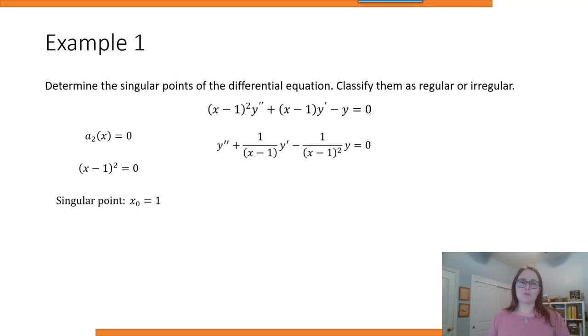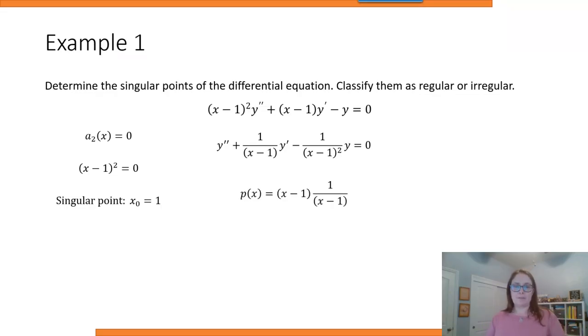So putting the differential equation into standard form, I divide by x minus 1 squared, and I get p of x is 1 over x minus 1, because one of the x minus 1's canceled there. And then I get a q of x of negative 1 over x minus 1 squared. So I want to take each of these functions, these coefficients, and multiply them by a power of x minus 1, since my singular point was 1.